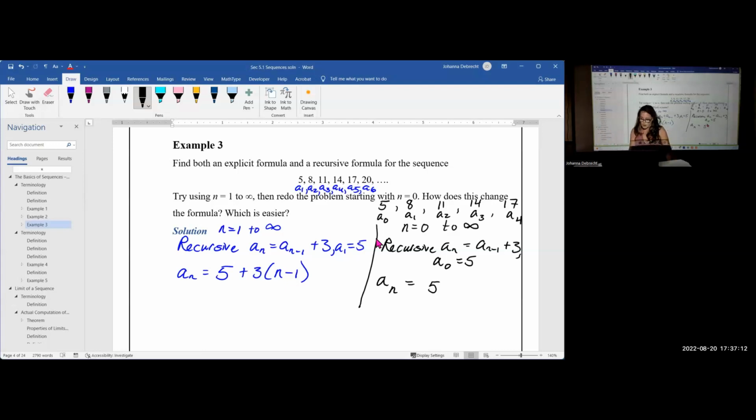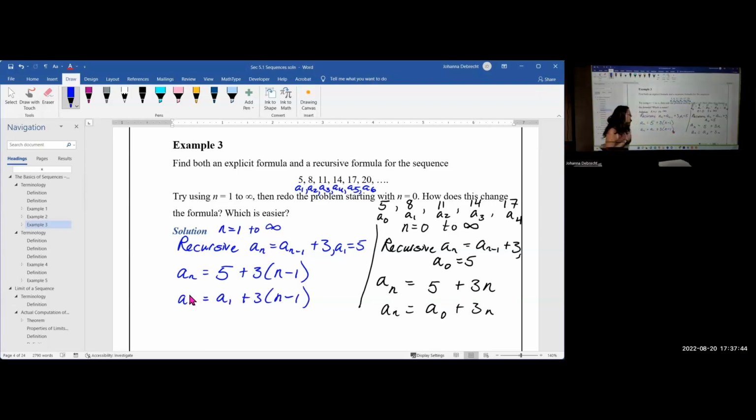So I can simply write that this is going to be 5 plus 3n, right? Or I could write it as a1 plus 3n. Or a sub 0, rather. And this formula over here in blue can be written as a sub n is equal to a1 plus 3 times n minus 1, where, of course, a1 is 5.